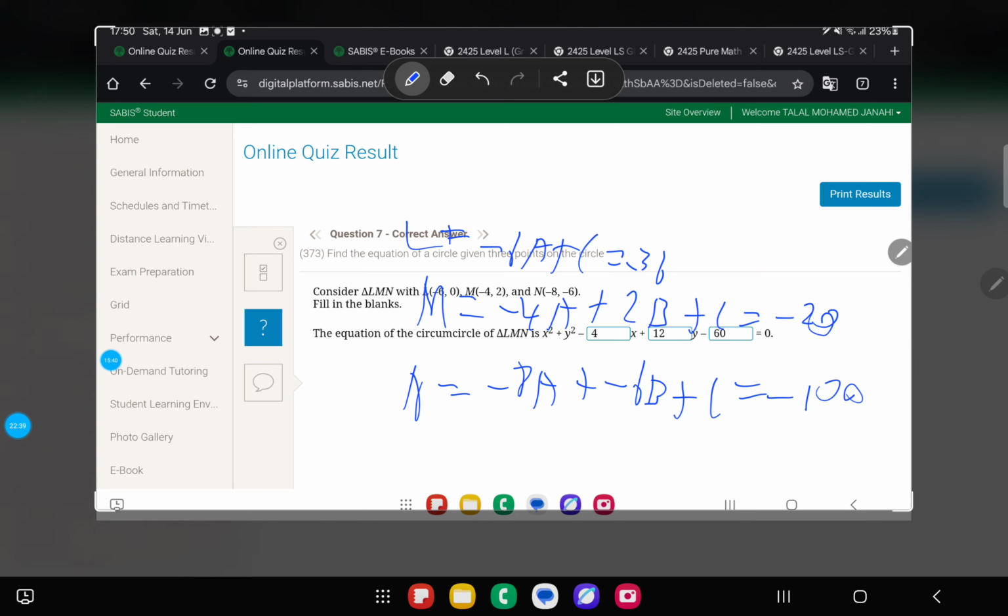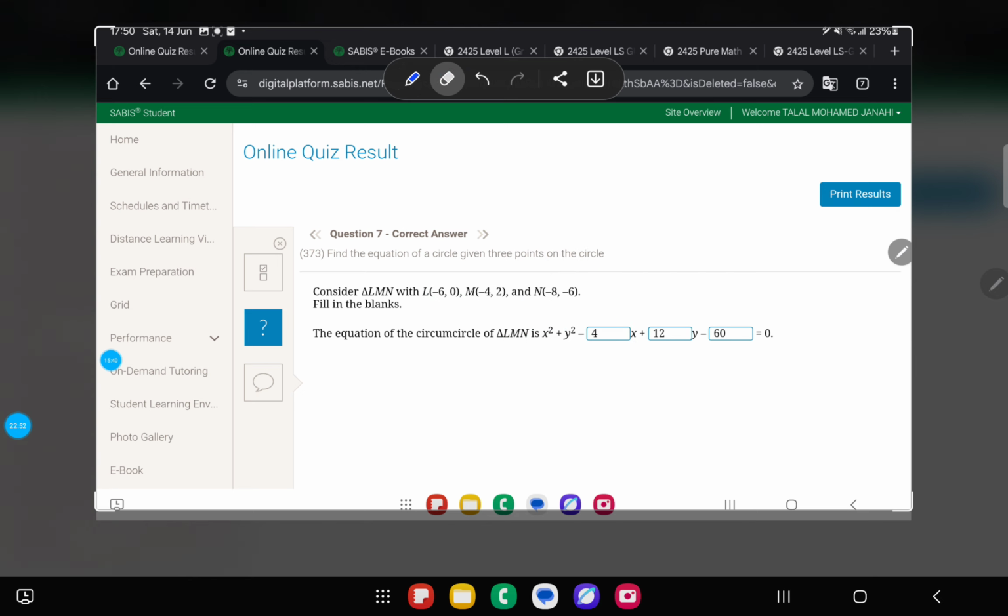So you're gonna do mode 5-2. You're gonna put each equation in the selective row, and then you're supposed to get for each one: A is going to be equal to negative 4, B equal to negative 12, and C equals negative 60. Okay? So that's it. Negative 4, negative 12, and negative 60. That's it.